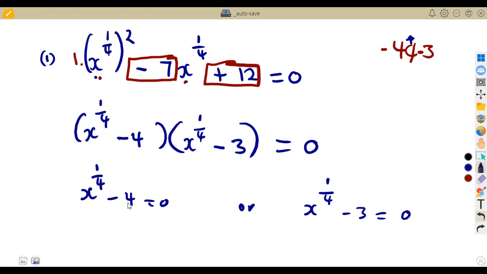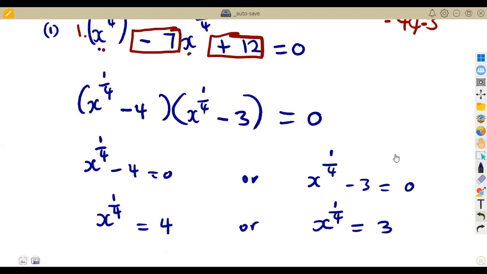So throw this the other side, okay? Just throw this minus the other side, it becomes a positive. So x to the exponent of 1 over 4 is equal to 4. Throw this also the other side, it becomes a positive. So x to the exponent of 1 over 4 is equal to positive 3.